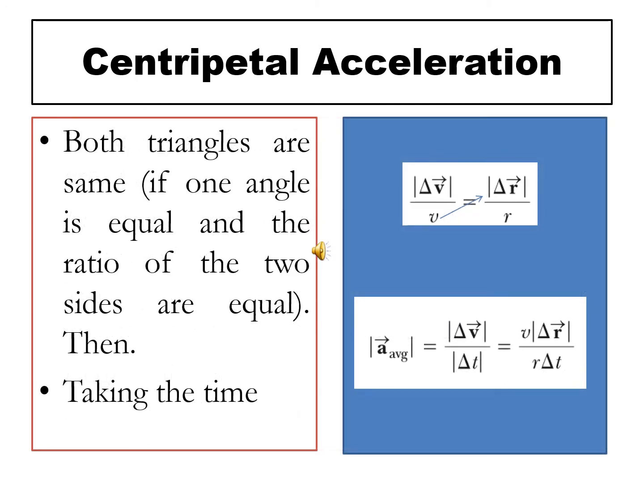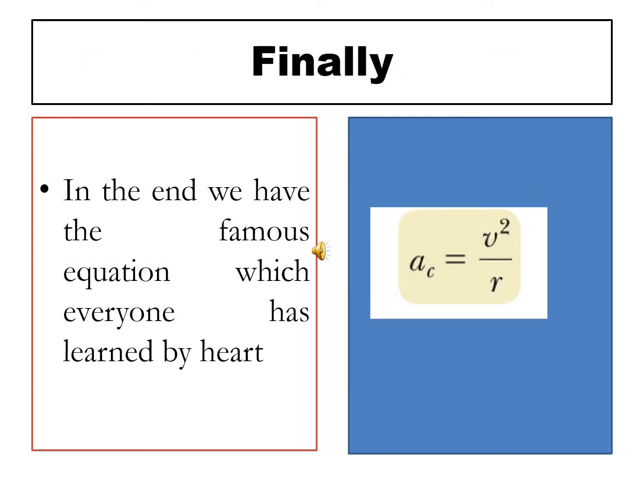Both triangles are similar if we have one angle which is equal, and the ratio of the two sides are equal, that is Vi, Vf and Ri, Rf are equal, so we can say that both triangles are similar. In that condition, we can write these two equations, and with the help of the definition of the acceleration, we can write the second equation. Now finally, we have ended up with the already famous equation. You have already learned it by heart, that a_c is equal to v squared over r.